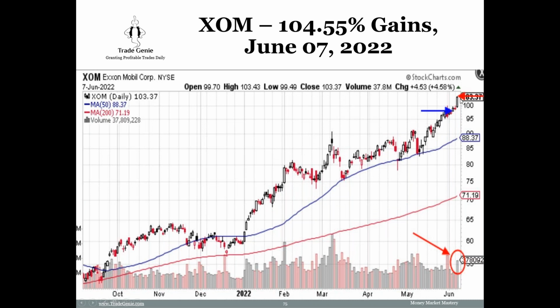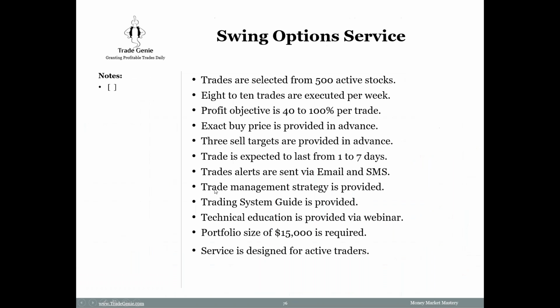So the breakout came and I exited at 105% gain. And you see the volume was huge. Volume huge and a breakout, so I just exited at 105% gain. These are the recent trades from June to July and some August.